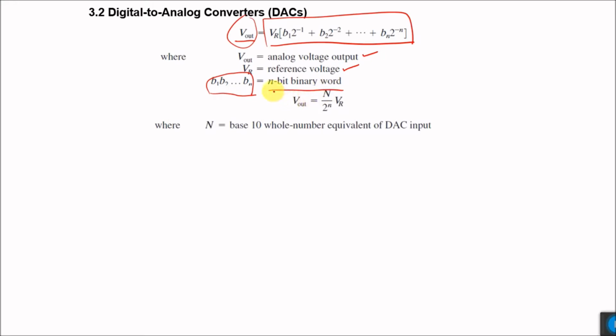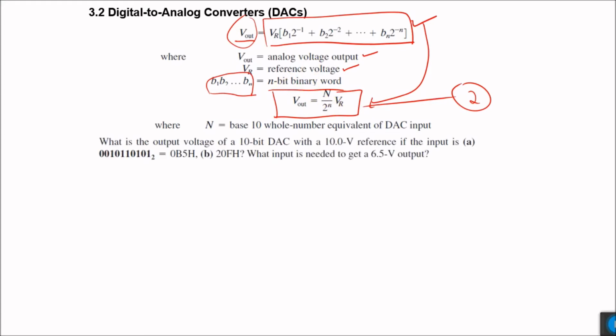It is possible to represent this same formula in a simplified form that is represented here in equation number 2, and that is V out is equal to N over 2 raised to power n into VR. Here the capital N is the base 10 whole number equivalent of the DAC input, and this small n is the number of bits in that binary word.